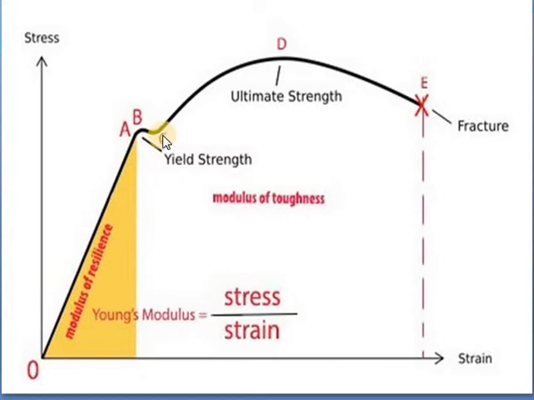Next, we have the region between point A and B. This region is known as the elastic limit, where the material will regain its shape and size when the load is removed. It means that the material has elastic properties up to this region. This region is known as the elastic region.